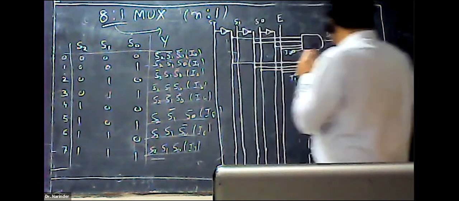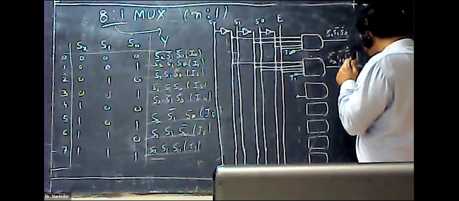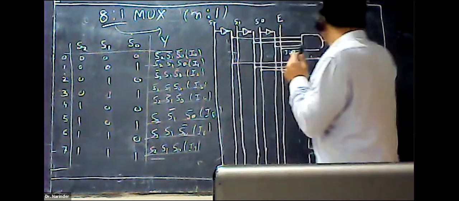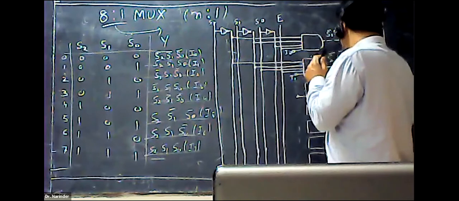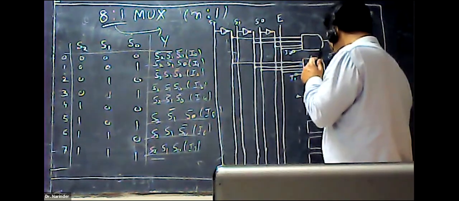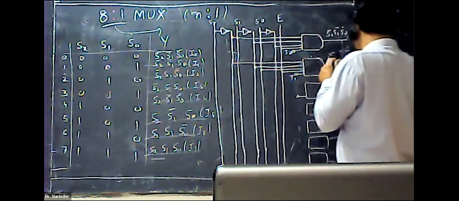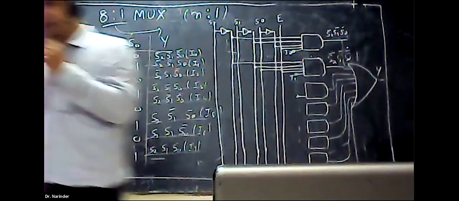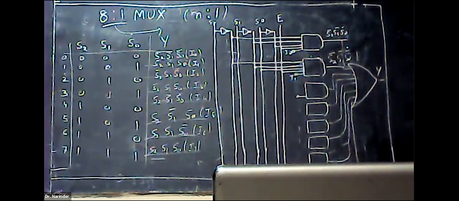Now, because this is the multiplexer, there should be a single gate which will combine all these inputs together. So it should be connected to an OR gate. All should be connected to the OR gate. So here you can see that we have to connect all the inputs to the OR gate. This will become output Y. In this way, we can design the 8:1 multiplexer.